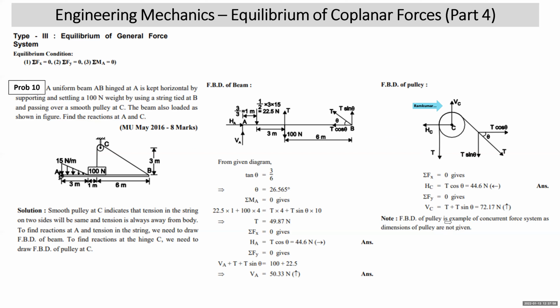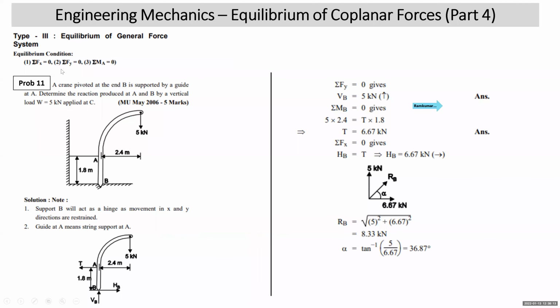All right. So again, I repeat that the FBD of the pulley is an example of a concurrent force system since dimensions of the pulley are not given. If dimensions were given, it becomes an example of a general force system. We move to the next sum.